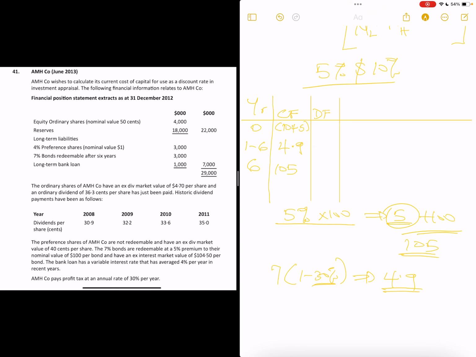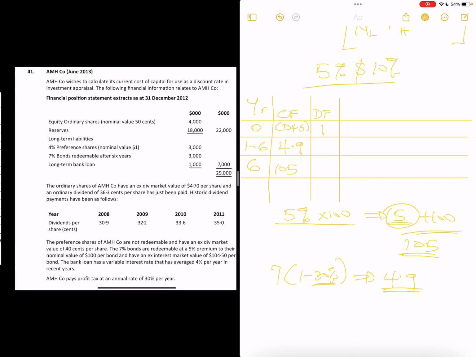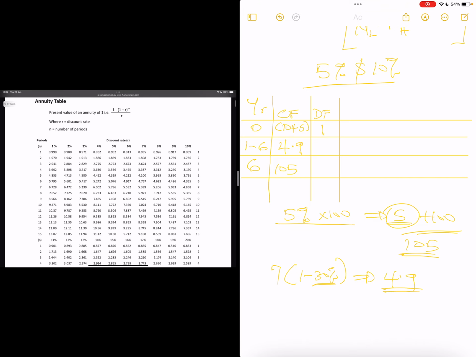And like I always say, discount factor today, year 0, will always be 1. Then 1 to 6 means there's cash flows for more than 1 year. And once you have constant cash flows for more than 1 year, it's better you just make use of an annuity table to make life easy for you. So let's go discount factor at 5%. This time our annuity table for 6 years at 5% sticks to 5.076.